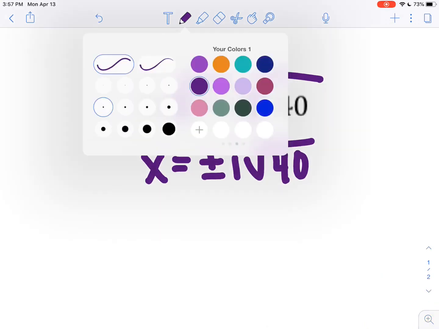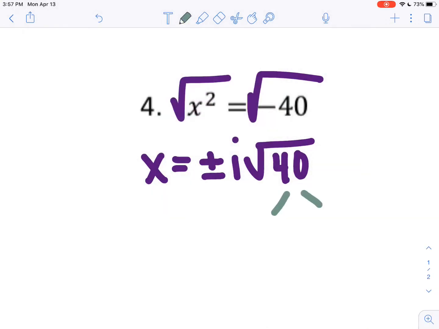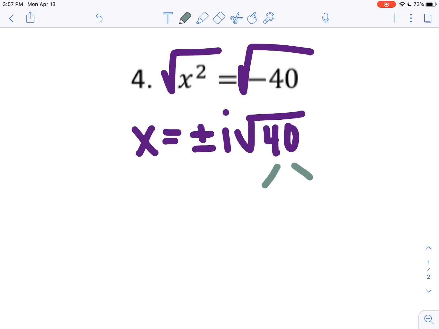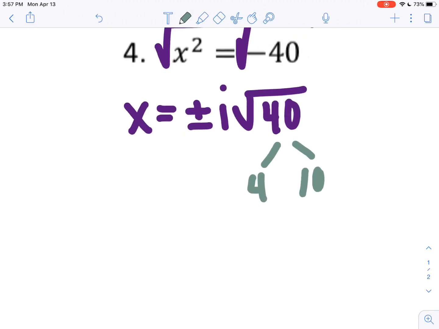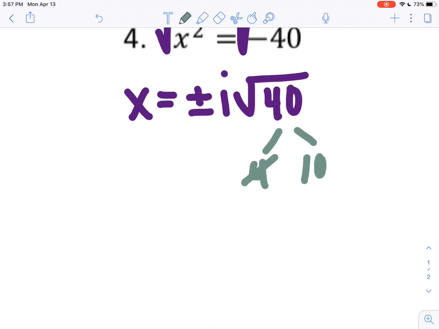Okay, and then I have to simplify the square root of 40. So I'm going to break it up into perfect squares. So I have 4 and 10. I think that's the biggest one. There's no perfect square that goes into 10. So I'm going to take the square root of 4, and I'm going to bring that out.